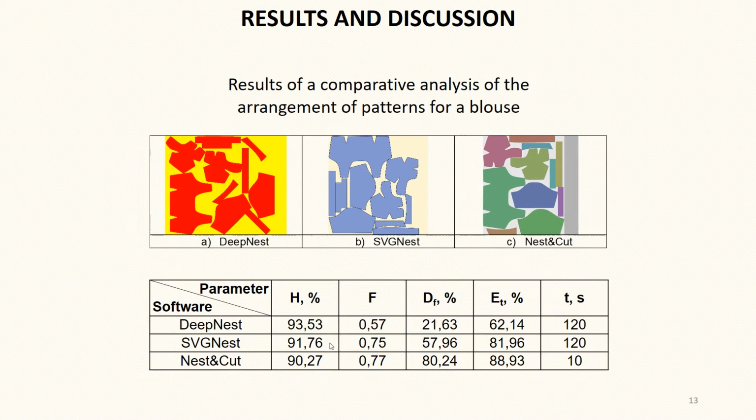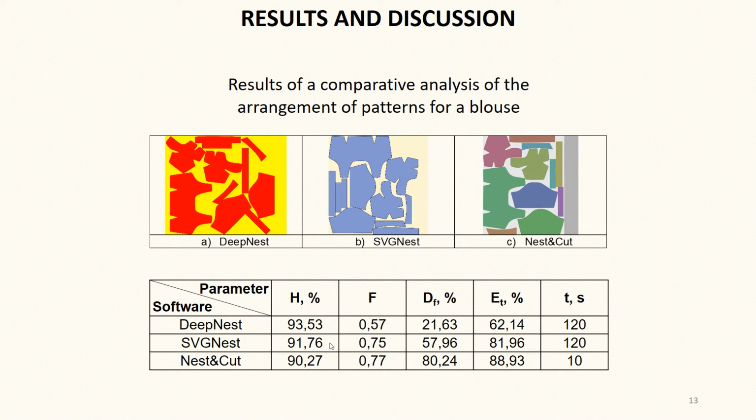Slide 13. Results of a comparative analysis of the arrangement of blouse elements. The highest value of the height of filling with elements, relative to the height of the fabric, is obtained at Deep Nest. Both SVG Nest and Nest and Cut show appropriate values of the weighted ratio between the empty space and the one filled with elements. Last in this indicator is Deep Nest.